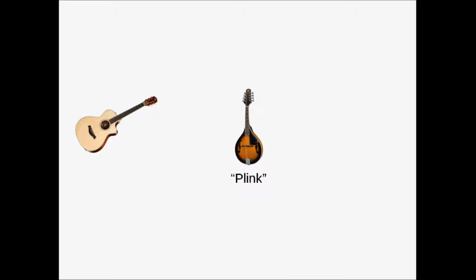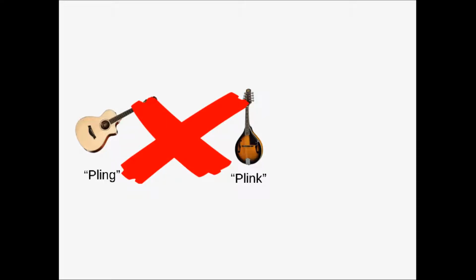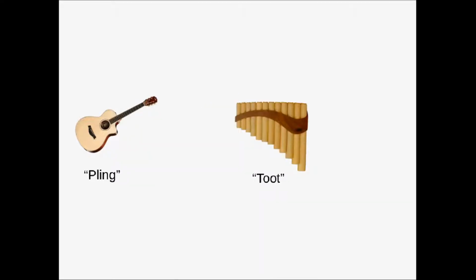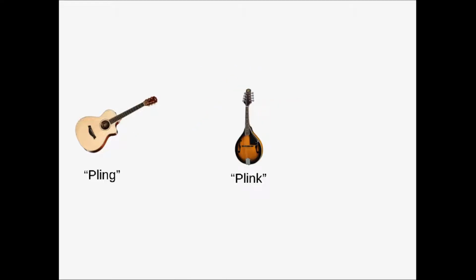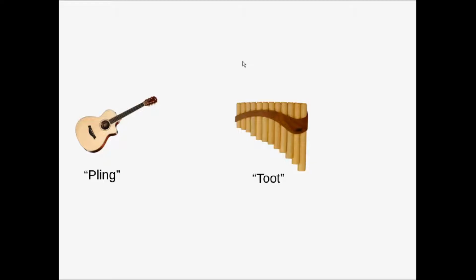On the other hand, if your guitar sounds like pling because you're finger picking, then it's not going to sound so good with your plink because those onomatopoeic words are too similar. They have too many letters in common. But the pling of the guitar will sound good with the toot of the panpipes. So to find the right textures for your instruments, find the onomatopoeia for your sounds, and use the sounds that have the least letters in common. So let's jump into MooLab and I'll show you an example.